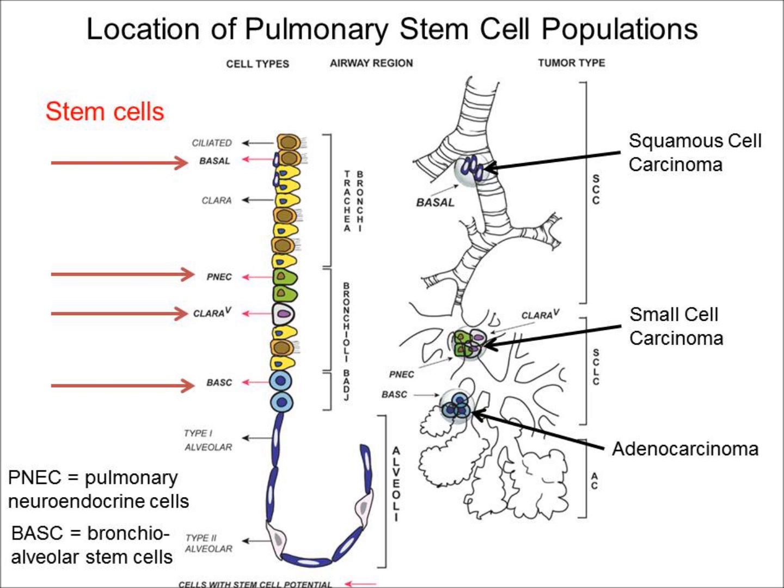Now, when these stem cells become malignant, they give rise to the different types of tumors. For example, the basal cells of the bronchi are believed to give rise to squamous cell carcinoma, while the neuroendocrine or Clara cells give rise to small cell carcinomas. And finally, the bronchioalveolar stem cells at the junction of the bronchi and the alveoli give rise to adenocarcinomas. Now, this theory could account for the different location of these tumors. However, I must emphasize that this is just a theory at present.